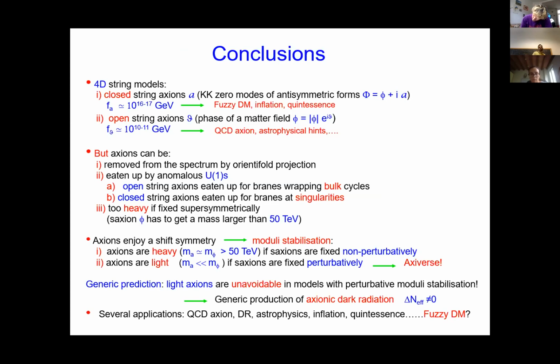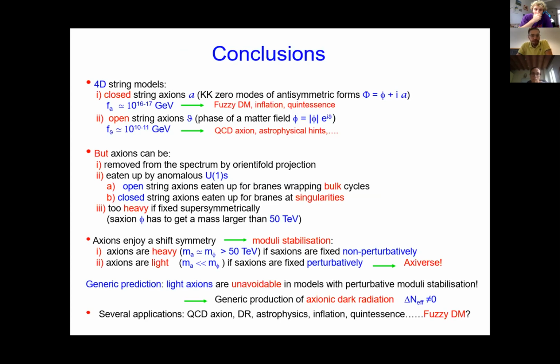So in 4-dimensional models coming from string theory, one can get closed string axions and open string axions. So closed string axions come from the dimensional reduction of antisymmetric forms, and very naturally they are ultralight and give rise to large decay constants around 10^16 and 10^17 GeV, which can be good for fuzzy dark matter, inflation, quintessence, and applications to cosmology and phenomenology of this kind.